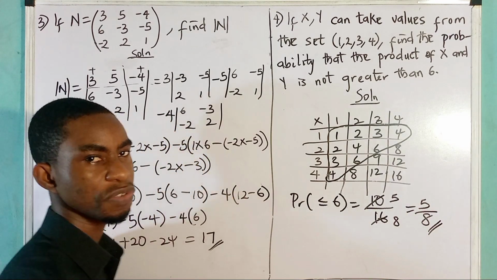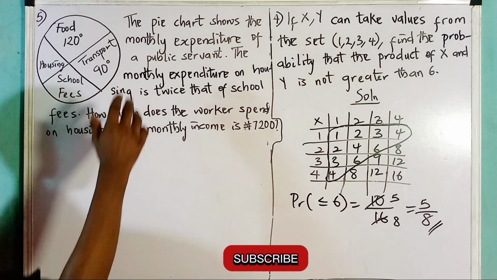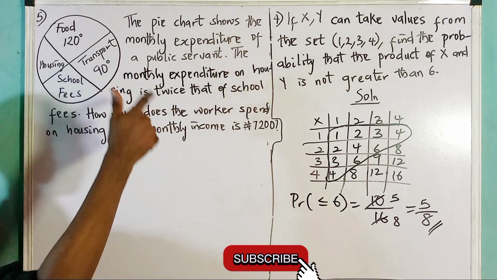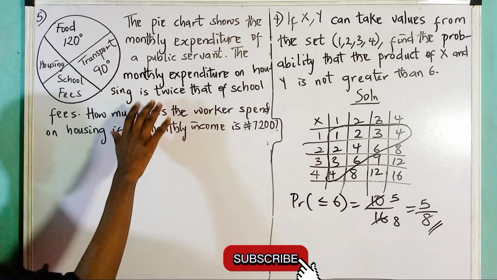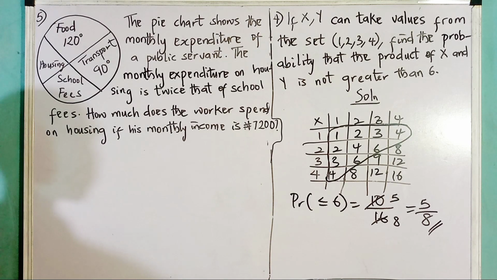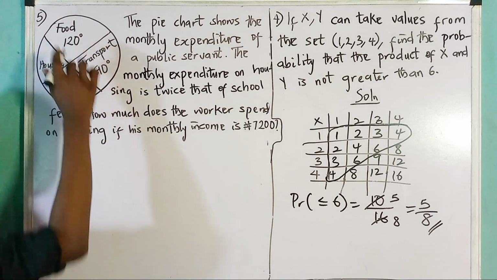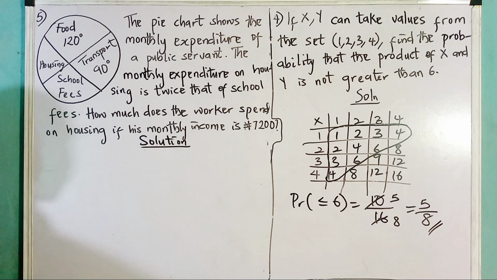Let's go to the last question for today, number 5. So this is a question on pie chart. The pie chart shows the monthly expenditure of a public servant, and the monthly expenditure on housing is twice that of school fees. How much does the worker spend on housing if his monthly income is 7,200, and this is the currency in naira? So this and this, that's food and transport, is available to us, but we don't know school fees, the degree, and for housing.